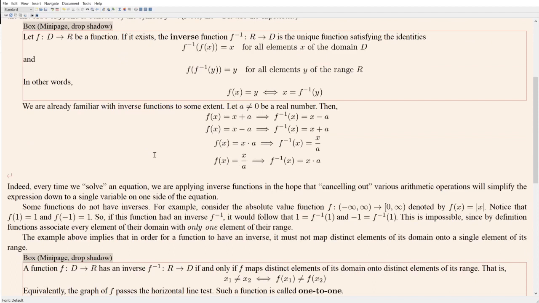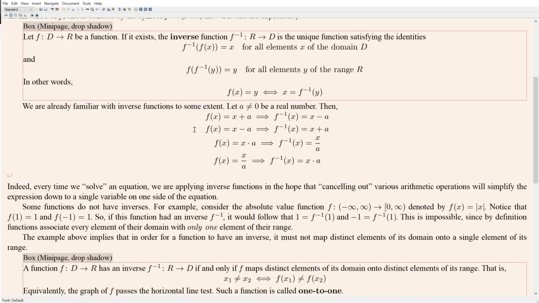So I use the phrase canceling out intentionally here because we're used to canceling things out all the time, right? Ever since we start learning algebra, we get taught that the way you solve equations is by canceling out various arithmetic operations until you only have one variable left over. Or every time you try to simplify something, you want to cancel everything out. So canceling things out really just means applying inverse functions.